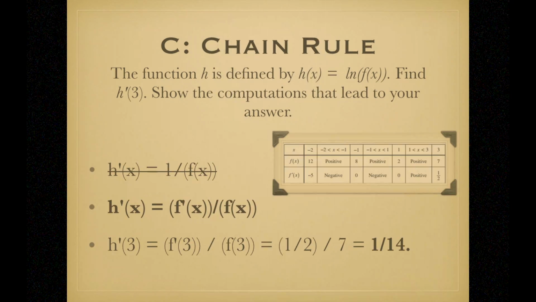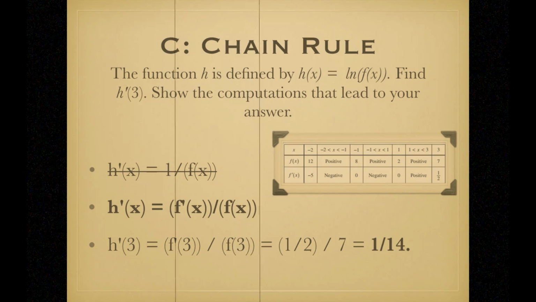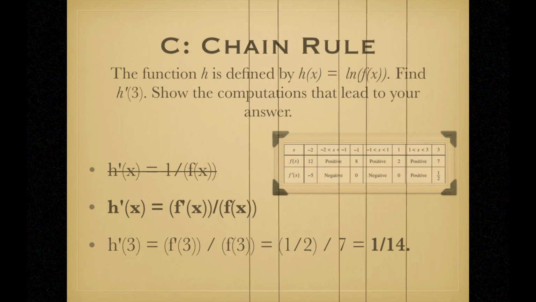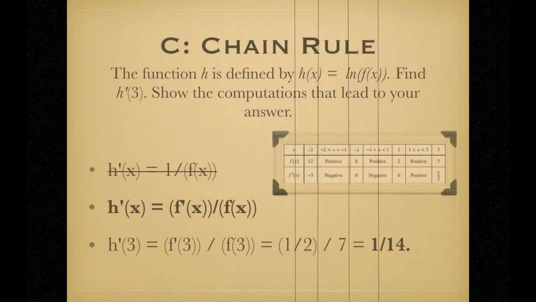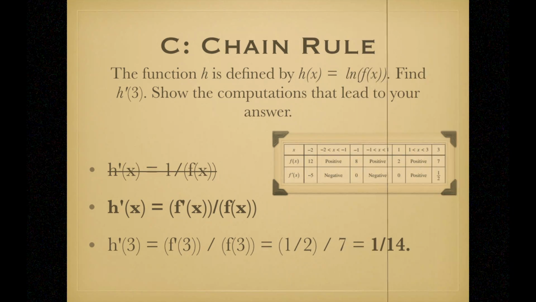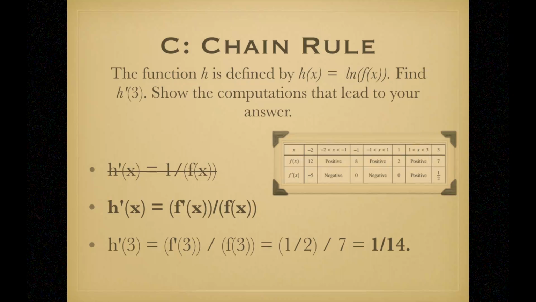Alright, so we found h prime of x, but we can't leave it there, obviously. We have to find h prime of 3. So now we're back to the table. h prime of 3 is equal to f prime of 3 divided by f of 3, or 1/2 divided by 7, or 1/14. And that is our last point for this part of the problem.